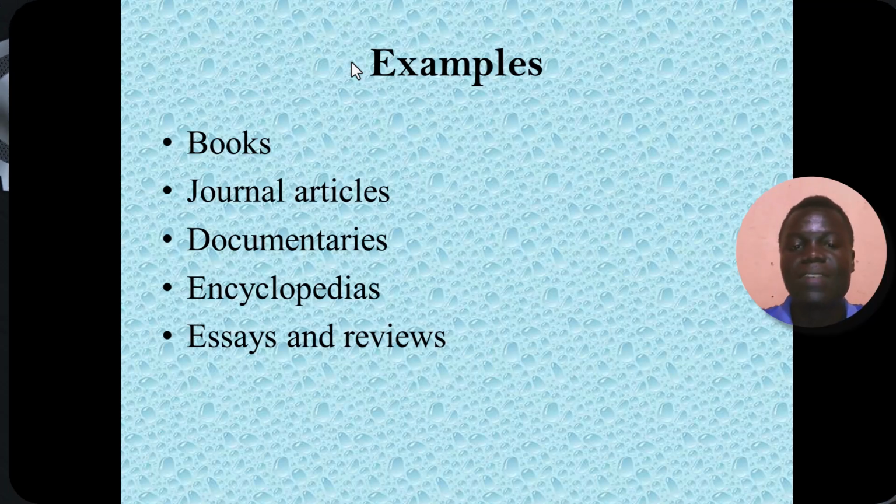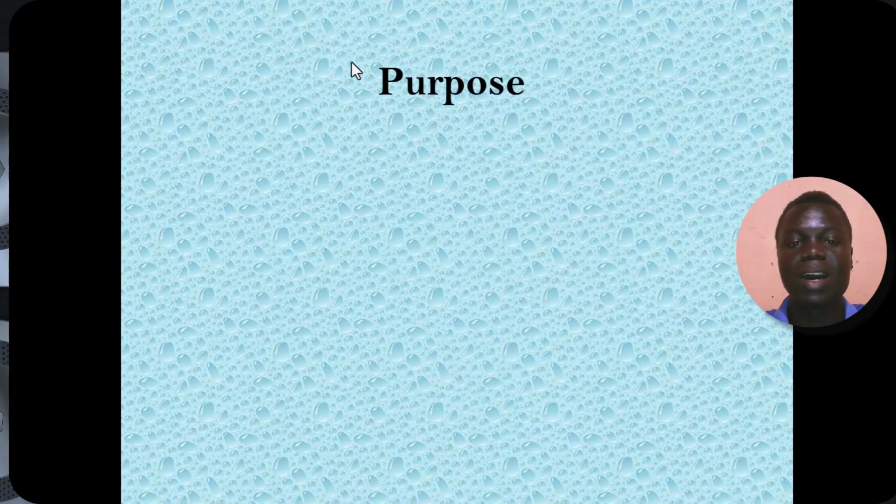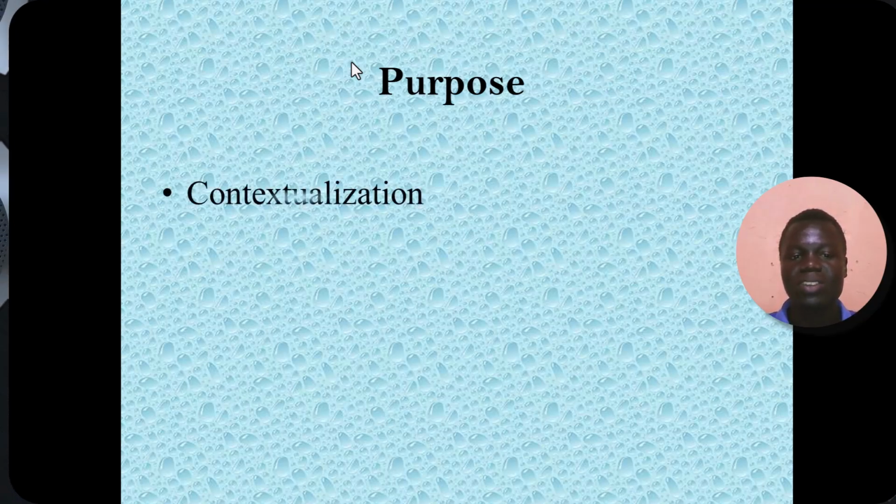Therefore, this will take us to the next item in our outline, and that is the purpose this secondary source of information plays. Its purpose is contextualization: they provide the necessary context for primary sources. That is why I say contextualization. They synthesize information to offer a wider and broader understanding of a particular piece of data.